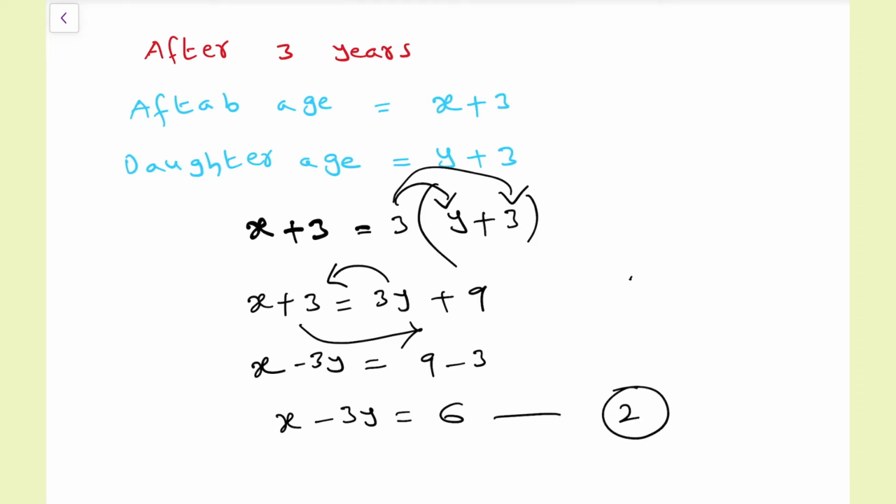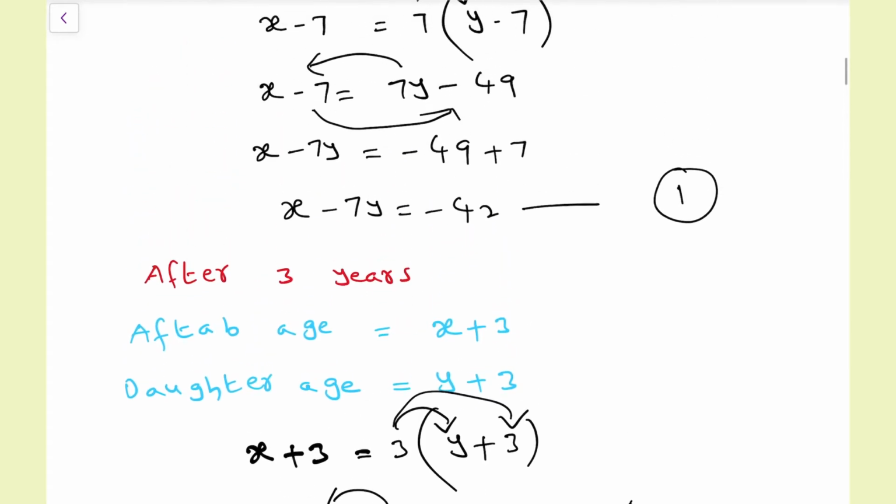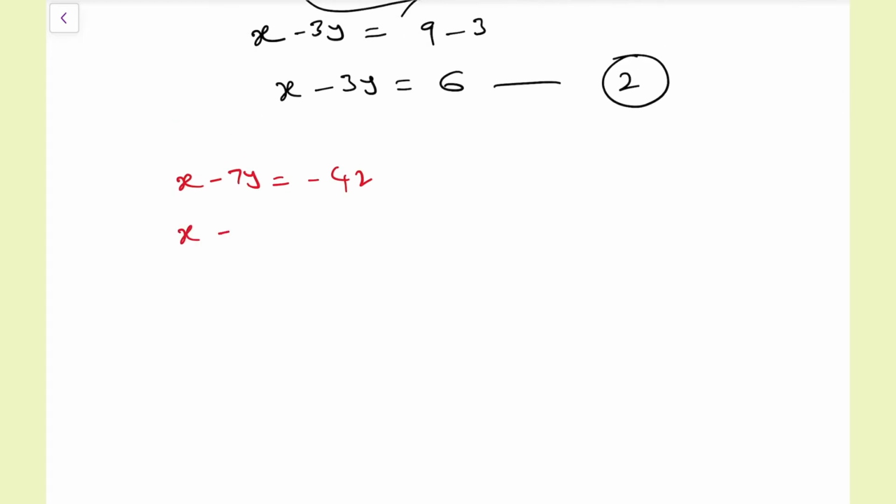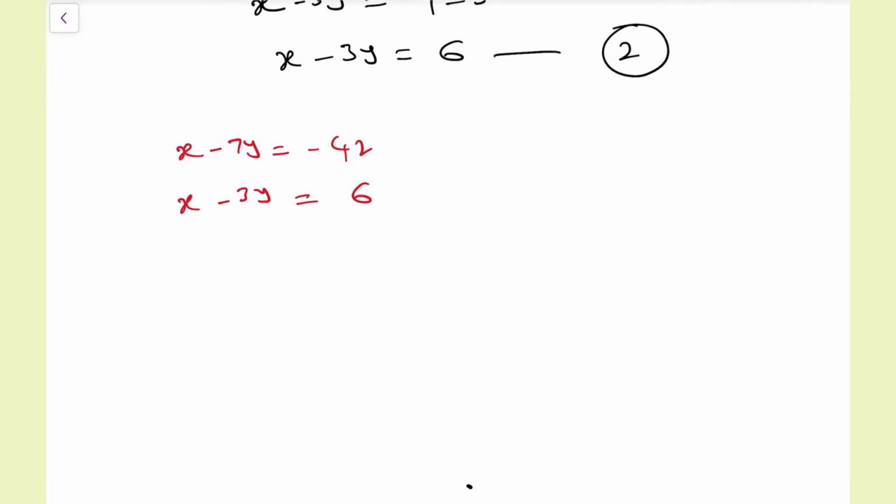Now let us write equation number 1 as well as 2 together. Equation number 1 is X minus 7Y equals to minus 42, and the second equation we got is X minus 3Y equals to 6. These two equations I am going to solve by elimination method. So what exactly we will do in elimination method? First equation we need to multiply with second equation X coefficient. In the second equation, before X nothing is there, so we can write it as 1. That one you multiply here.